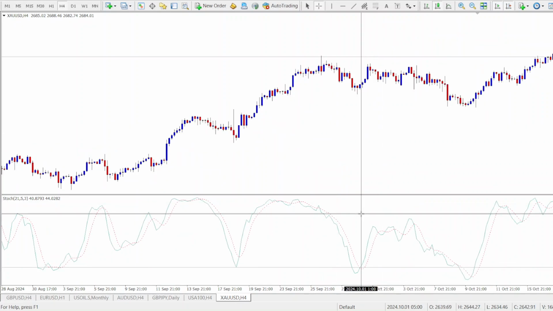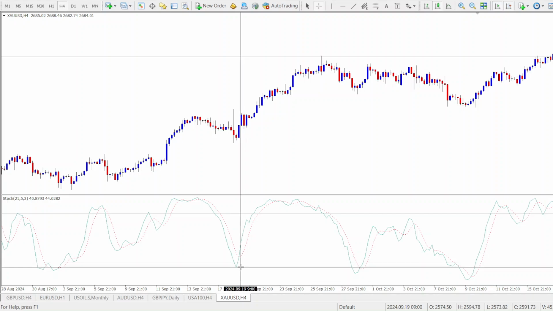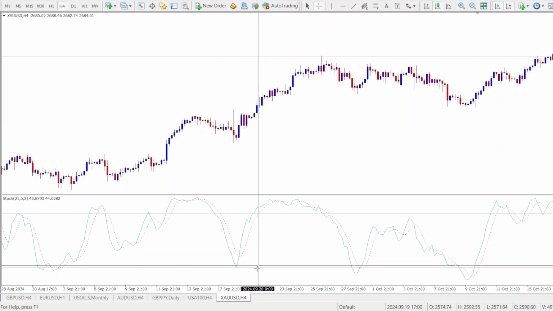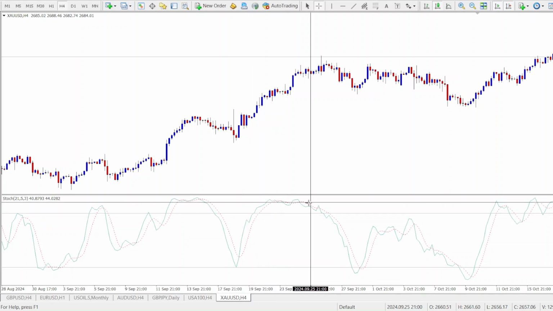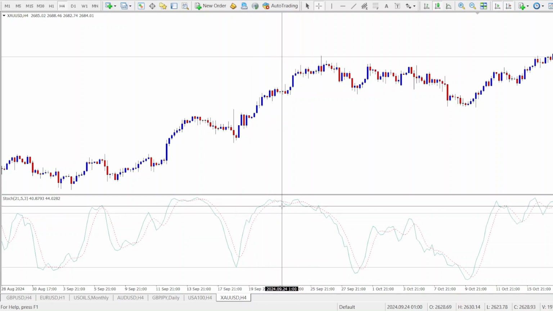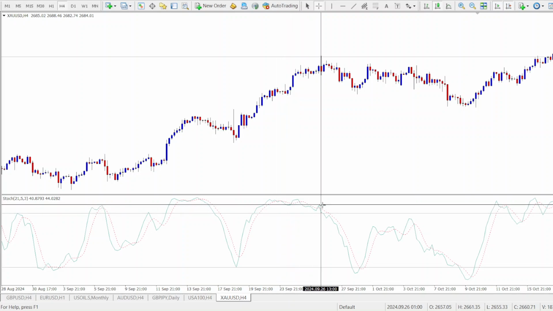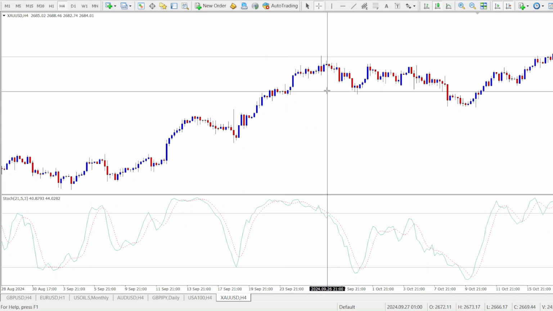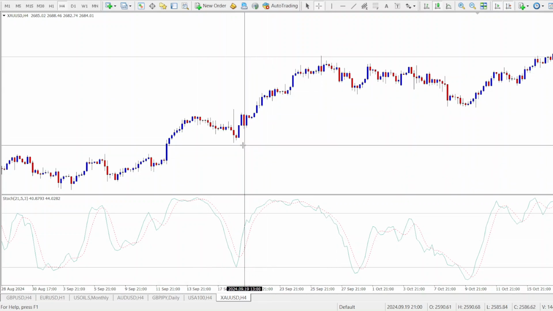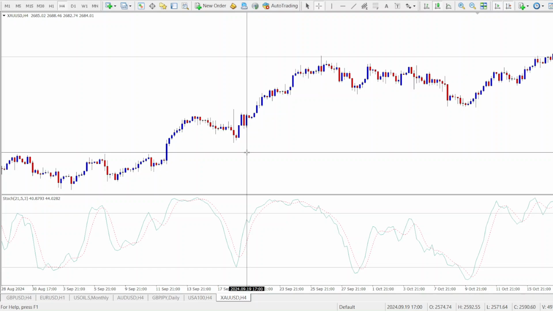You can wait for the main line to cross above the signal line and you exit your sell immediately, okay? Then as for a buy trade, when you have a bullish crossover, there you have a buy signal, and for your exit, you can just wait for the indicator to enter the overbought territory, and when you have a bearish crossover, you exit your buy trade, all right? Stop loss can be just below the swing low, okay?